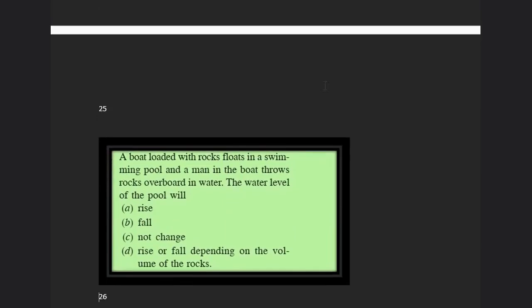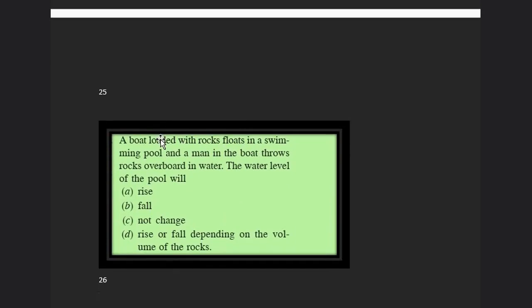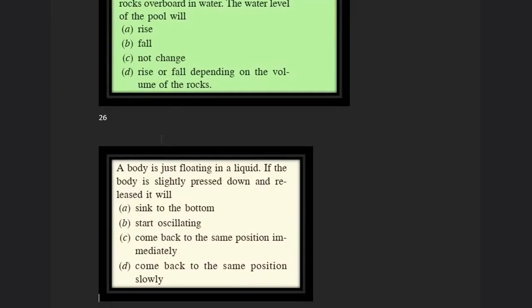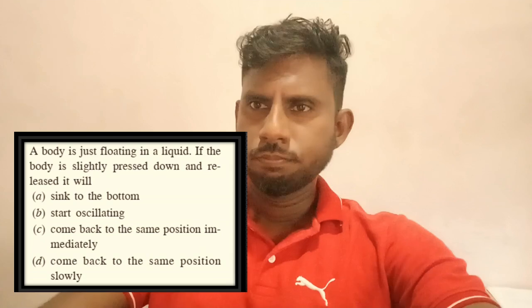A boat loaded with rocks floats in a swimming pool, and a man in the boat throws the rocks overboard into the water. The water level will, yes, just the same as the other question we read about the melting ice. Again, upthrust is not enough now, so the water will fall. Right, moving on to the next one.